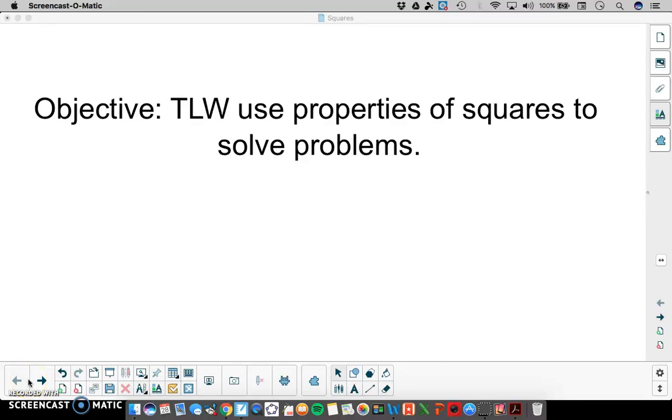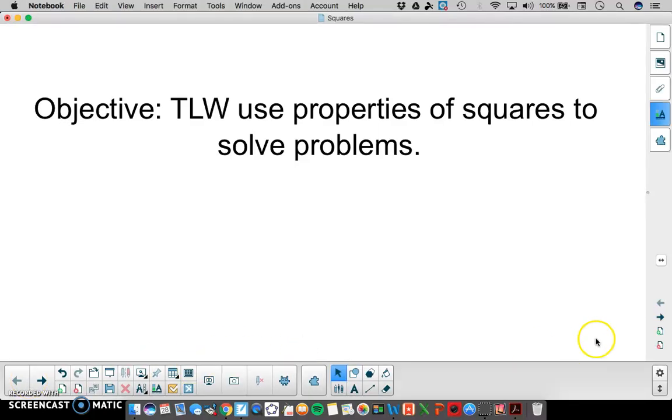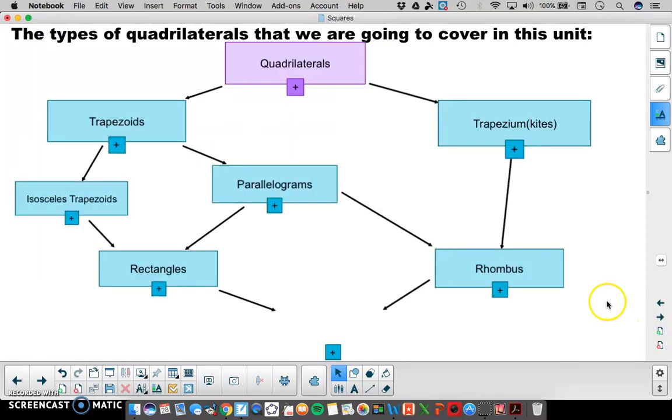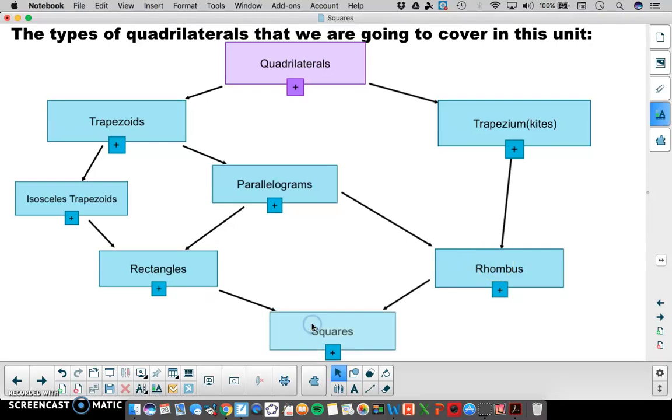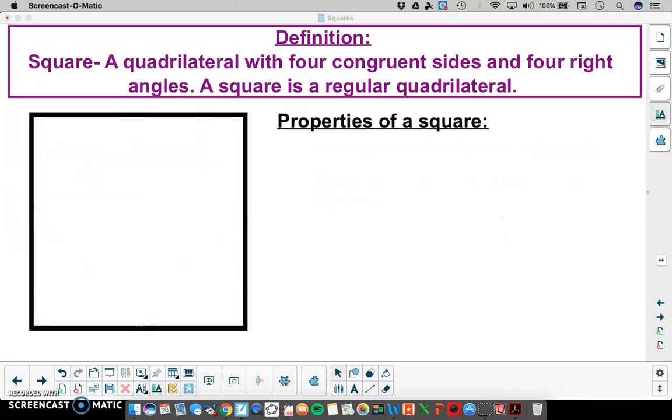In this video, the learner will use properties of squares to solve problems. So far, we've covered all of these different types of quadrilaterals: trapezoids, trapezium, parallelograms, isosceles trapezoids, rectangles, and rhombi. Lastly, when rectangles and rhombi merge together, then we have squares. So let's go over the definition of a square.